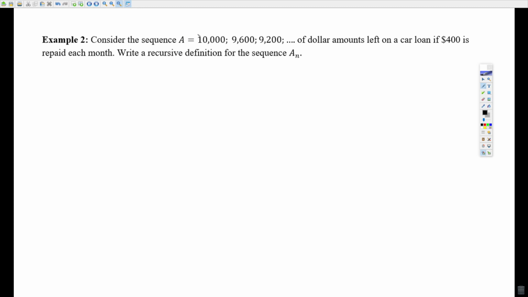Example 2 says, consider the sequence A equals 10,000, 9,600, 9,200, dot, dot, dot. The dollar amounts left on a car loan if you're paying $400 each month. Write a recursive definition for the sequence A sub n. So we're going to do a little curly bracket. So we first define our first term, which we'd say A sub 1. Our first term is identified up here, which is 10,000. And from there, we can find every other term by taking A sub n, which is going to equal the previous term.